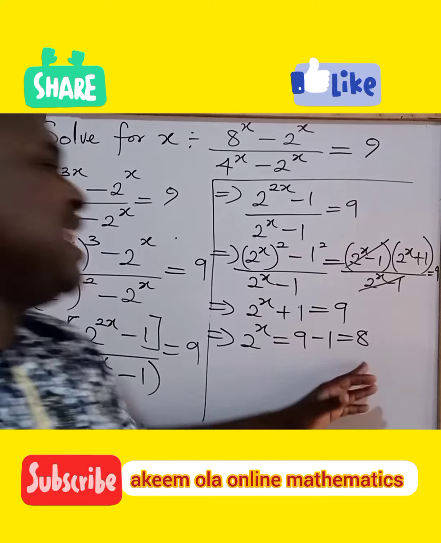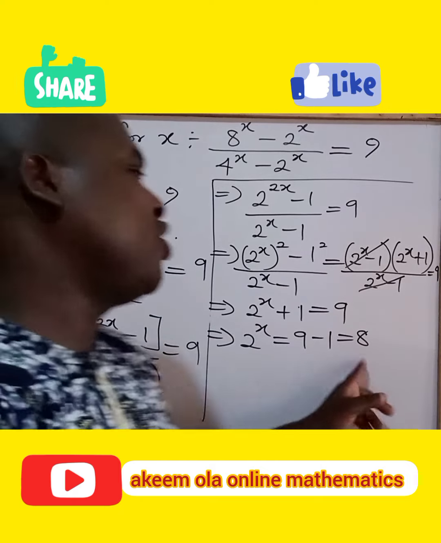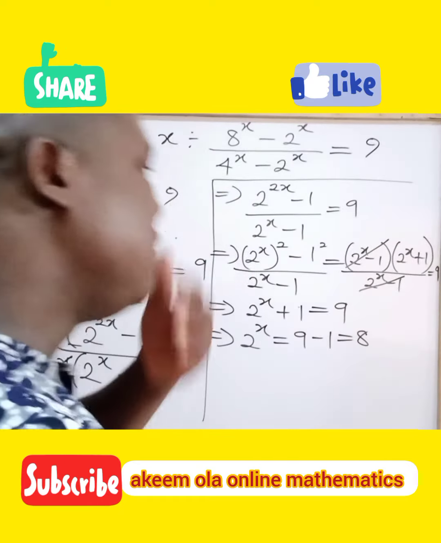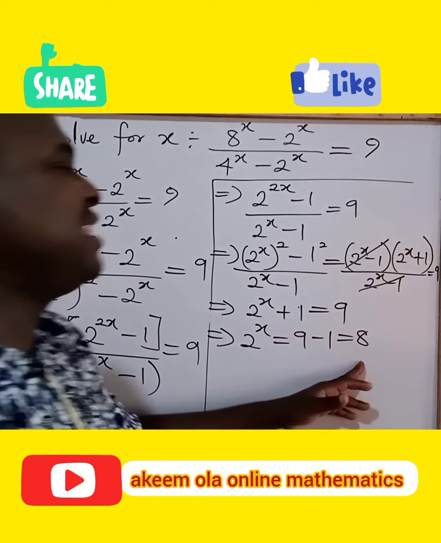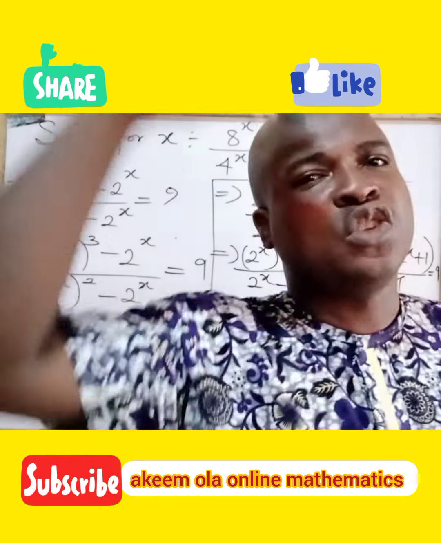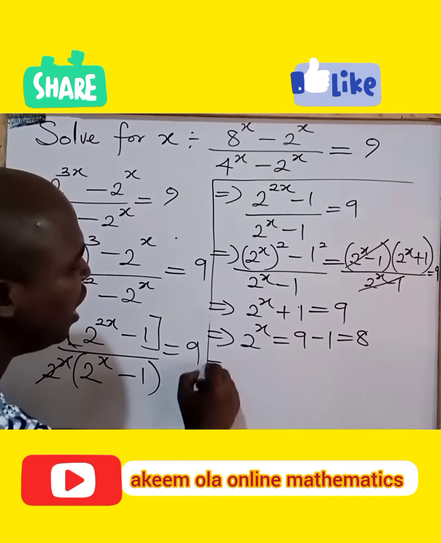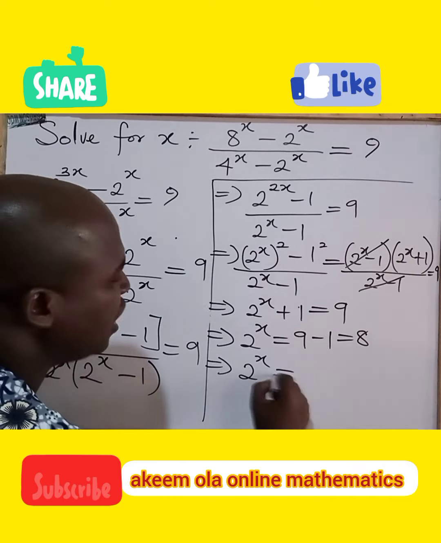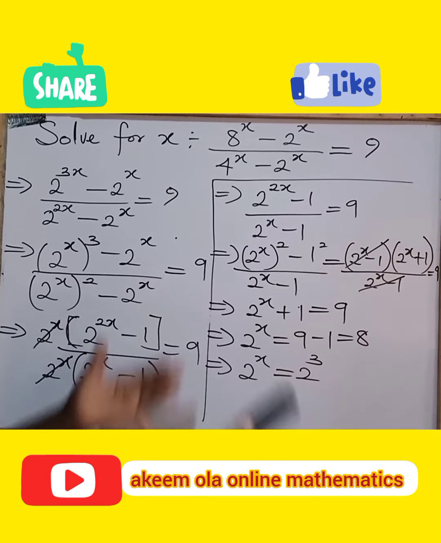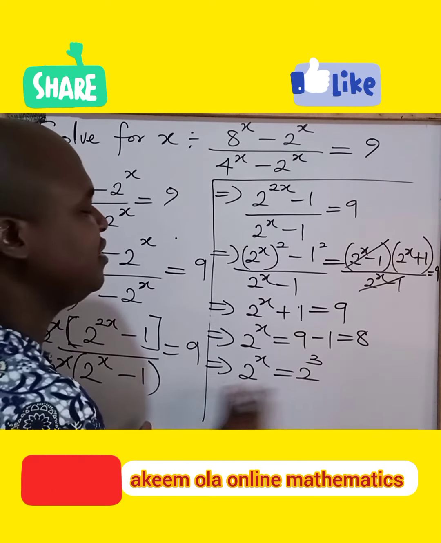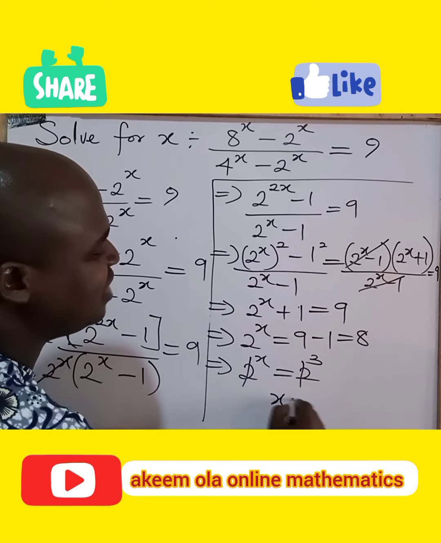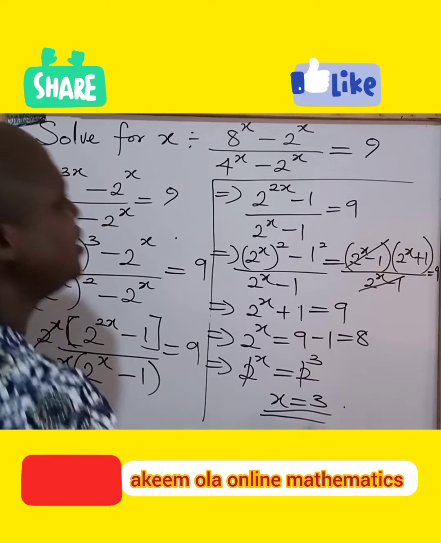If you observe, 2 can go into 8; 8 is a multiple of 2. That means we can simplify this 8 in terms of 2, so 8 is equal to 2 raised to the power of 3. So 2 to the power of x will now be 8, which is 2 raised to the power of 3. According to the law of indices, where the bases are the same, they will cancel. So our x will now be equal to 3.